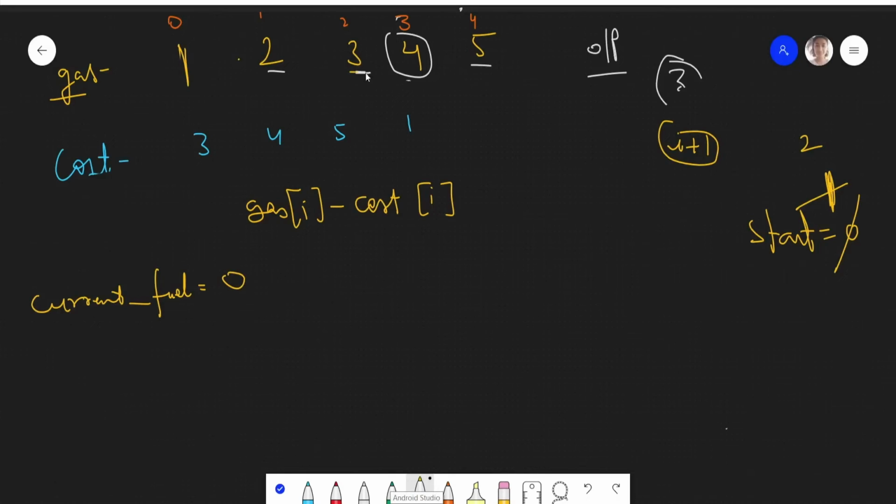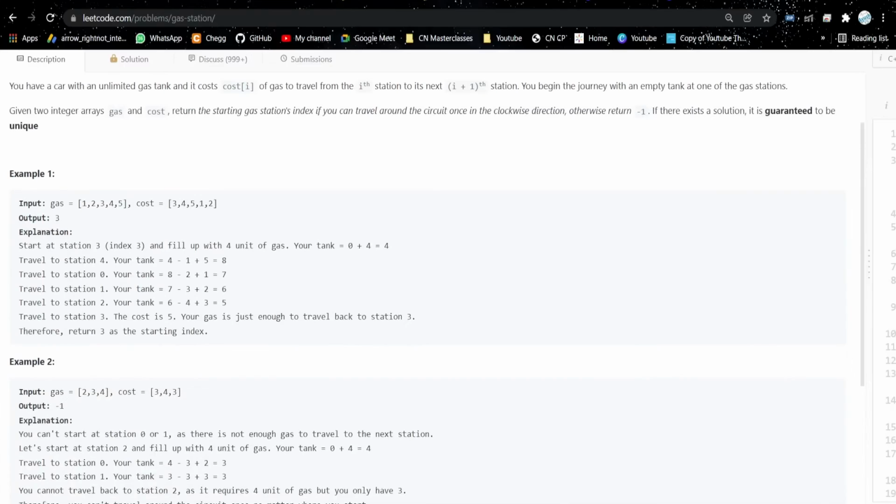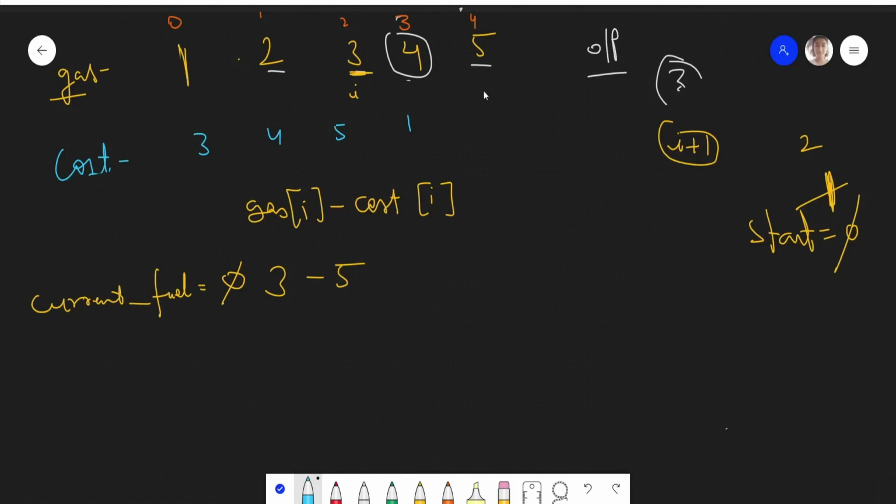Right. Then we come here. Gas I will be added, so this will become 3. But cost will be subtracted. Over here it's 2. So 3 minus 5 will become minus 2 again, negative. So it's not possible to start from the second station. So increase start to 3, and current fuel will again be made 0.